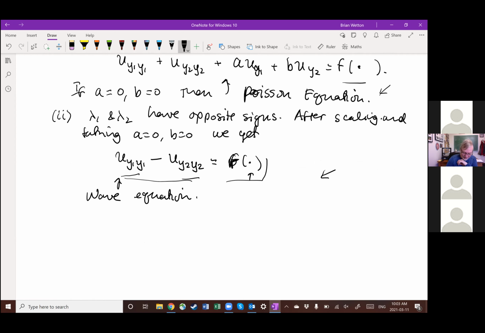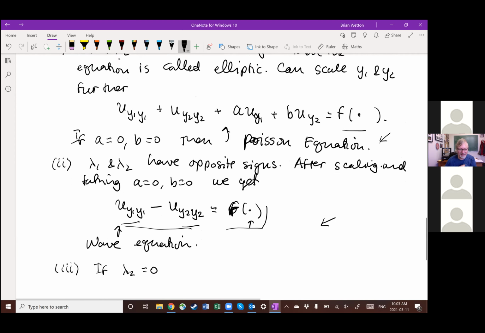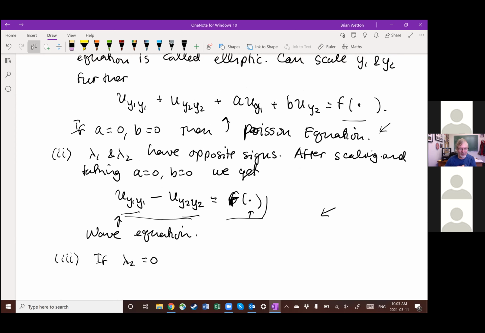Okay, so there's another one. So now the wave equation is not just describing itself, it's representing a whole class of problems. And in fact, there's only one other case. So I'm going to say if lambda 2 is equal to 0, because here, if they have the same sign or opposite signs, I'm implicitly saying they're not 0. So what if one of them is 0?